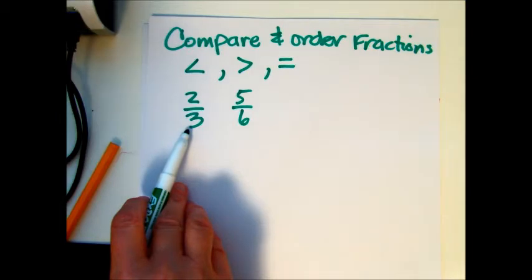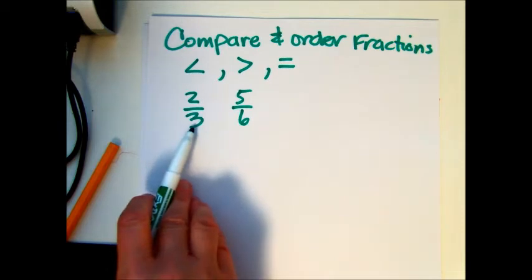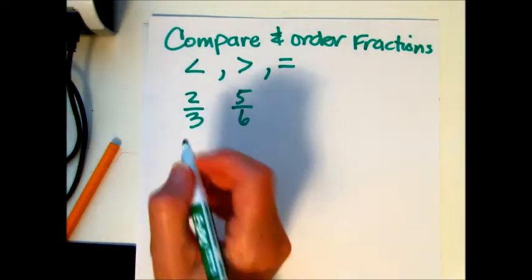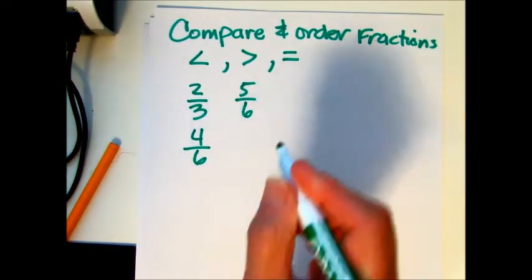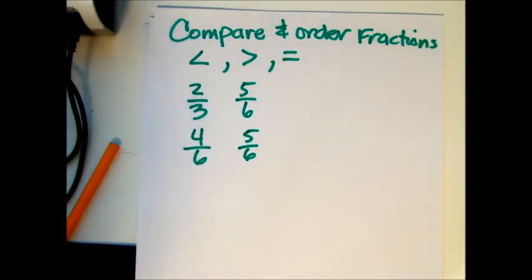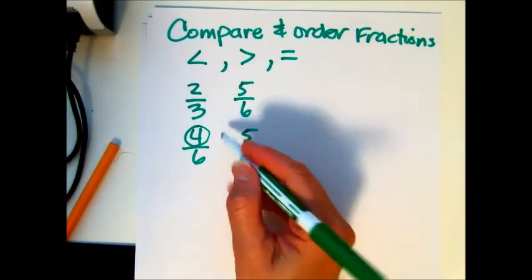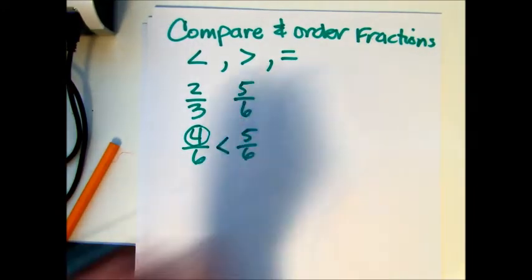So notice we have thirds and sixths. Now 3 goes into 6 evenly, so we can change this to 6 by multiplying both the numerator and denominator by 2. So this then becomes 4/6, and then we're going to leave the other fraction because it was already in sixths. Now it's much easier to compare because we're working with sixths for both parts. And then you're just going to focus on looking at the numerator. This numerator is 1 less than that numerator. So 4/6 is going to be less than 5/6.